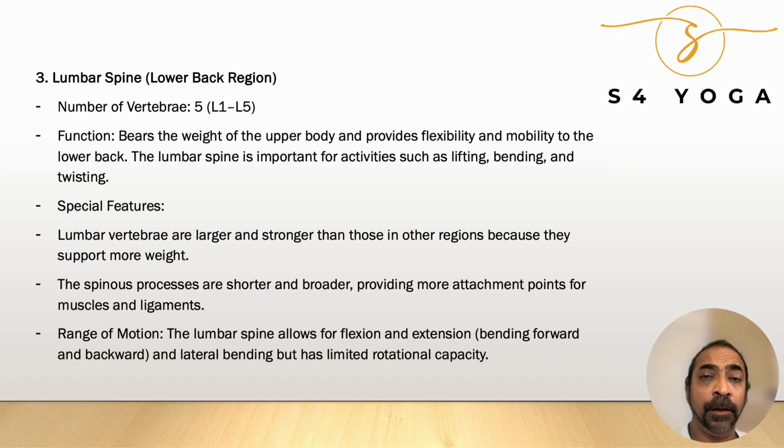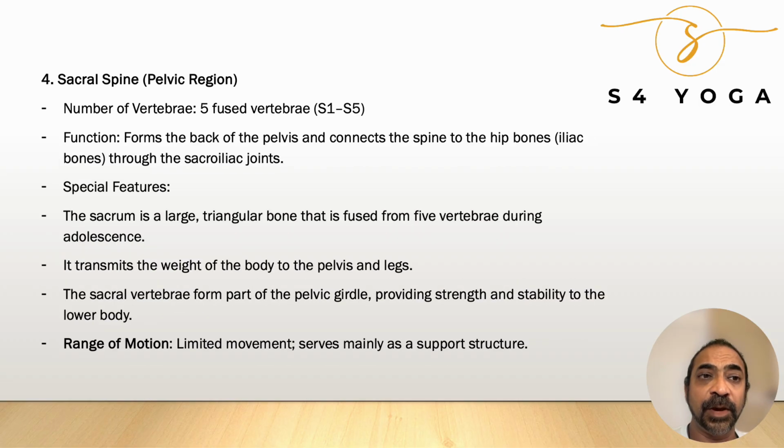Lumbar, 5 vertebrae. The third region. The main function is that it bears the weight of the upper body and provides flexibility and mobility to the lower back. So whenever we are doing forward bends or back bends, the lumbar spine is involved in that, because the lumbar spine is the one that flexes forward and backward. Remember, not the thorax. Sacral spine, 5 vertebrae. Function: it forms the back of the pelvis and connects the spine to the hip bones.